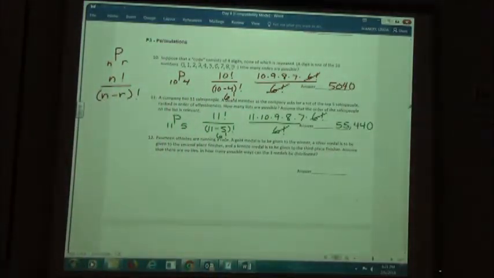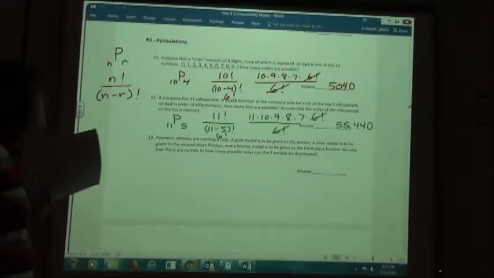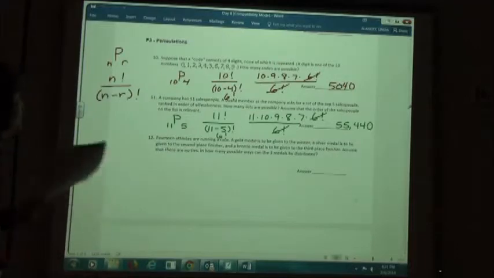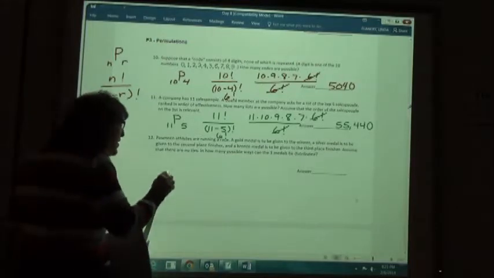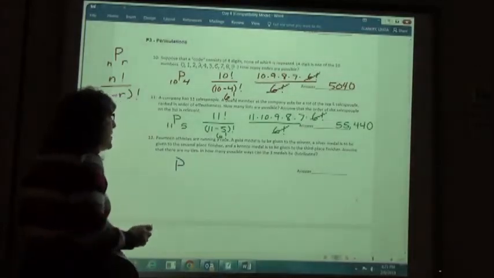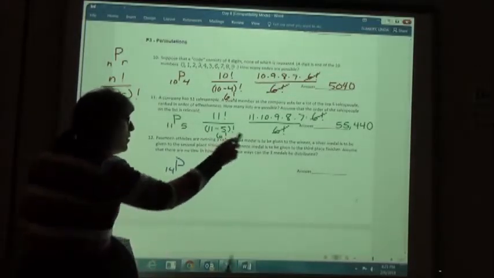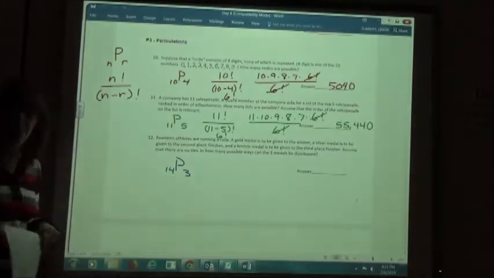Number 12, 14 athletes are running a race. A gold medal is to be given to the winner, silver to the second place, and a bronze to the third place. Assuming there are no ties, how many possible ways can the 3 medals be distributed? So again, the order is important. First is different than second, which is different than third. We're going to do a permutation. 14 people, we're giving out 3 medals, first, second, and third.